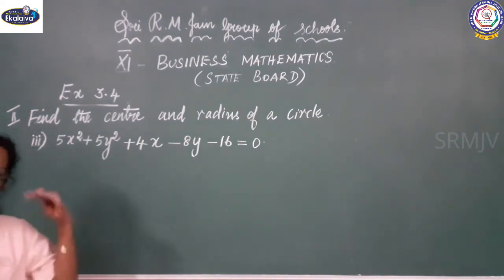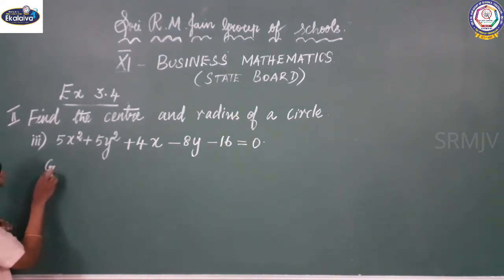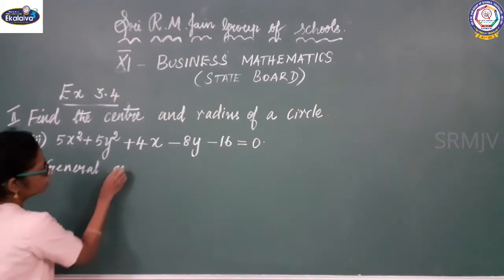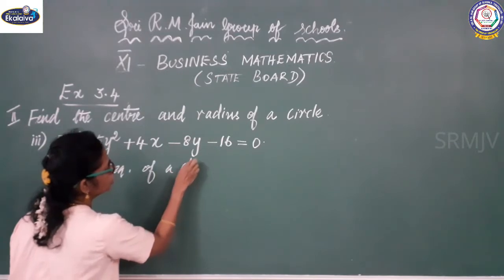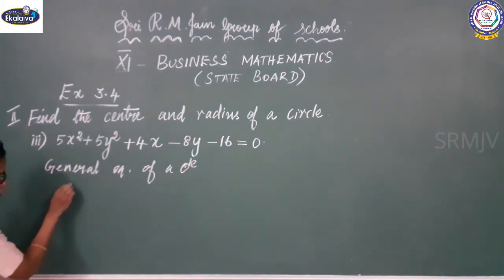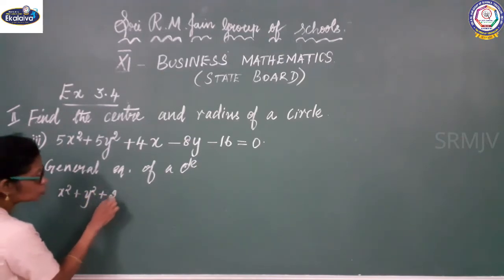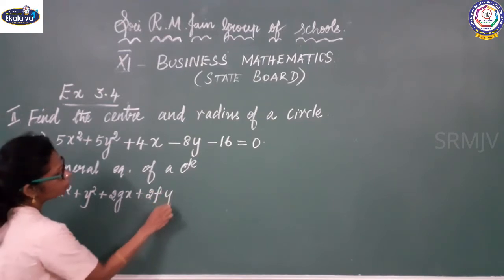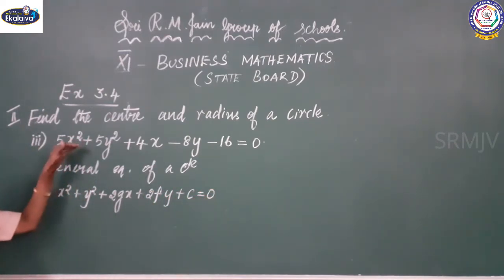But what is our general equation of a circle? I taught you the general equation of a circle. The general equation of a circle is x square plus y square plus 2gx plus 2fy plus c is equal to 0. The given equation you are going to convert into this format.